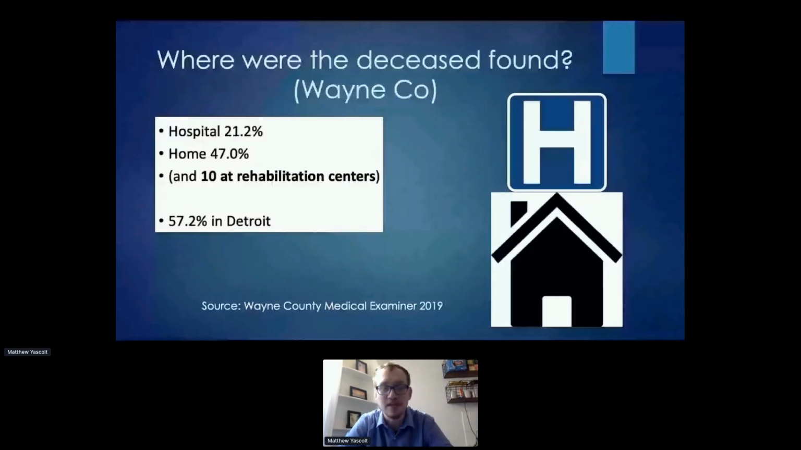So most recently, where were the deceased found here in Wayne County? They were most commonly found in their home. And out of the entire Wayne County populace, they are most commonly found in the Detroit area.